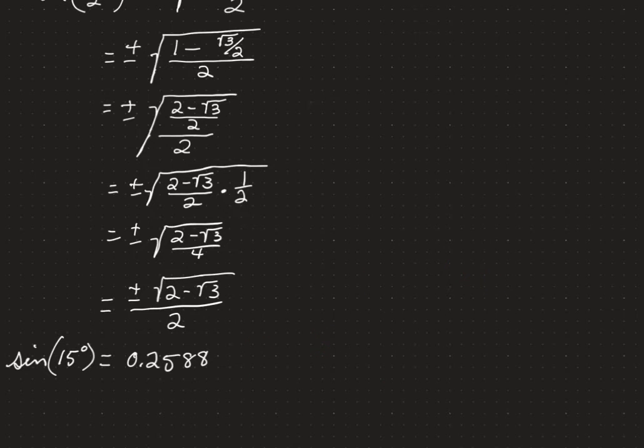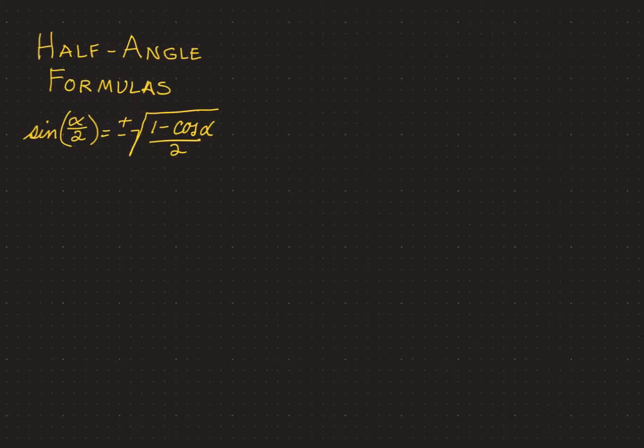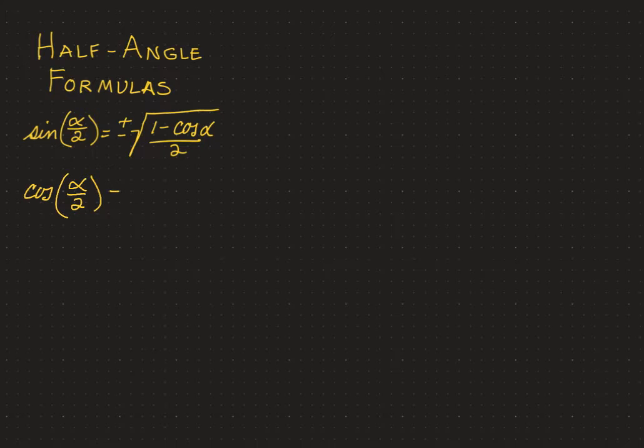So we've worked with the half-angle formula for sine, but shouldn't there be a cosine half-angle formula? Yes, there should. The cosine of alpha divided by 2 equals, it's also a radical, positive and negative square root of 1 plus cosine of alpha, all divided by 2. Surprise!